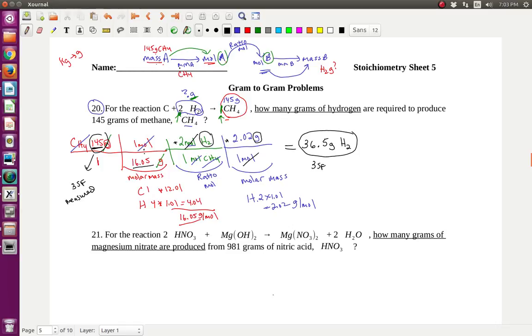All right, please use this flow chart right here when you're doing these problems, and you'll have to do the rest of them. Good luck!